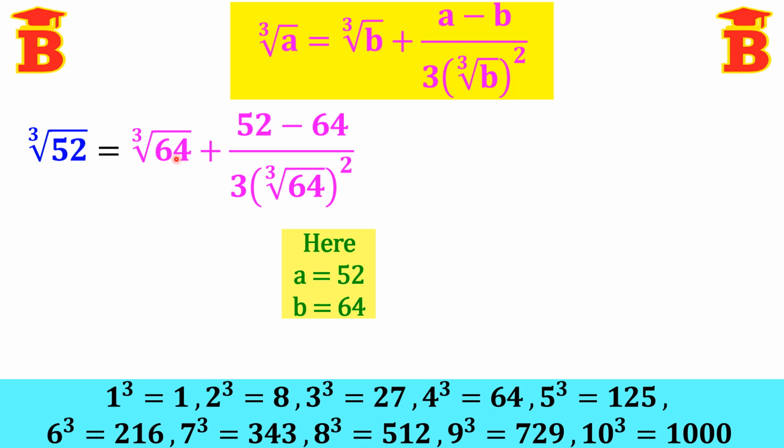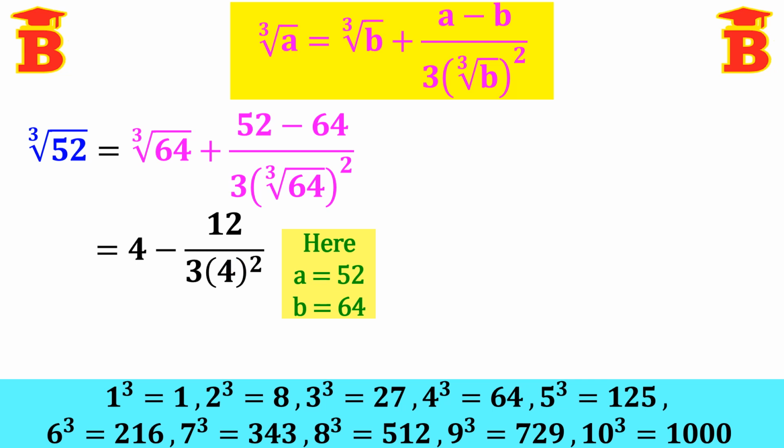Cube root of B is 64 plus (A minus B, 52 minus 64) divided by 3 into (cube root of B, value 64) whole square. And cube root of 64 is 4 because 4 cube is 64. So this is 4. 52 minus 64 is minus 12, divided by 3 into (cube root of 64 is 4) whole square.